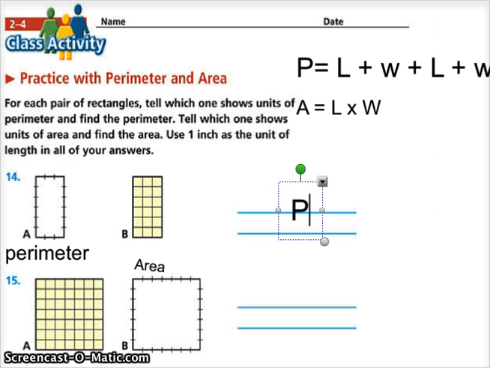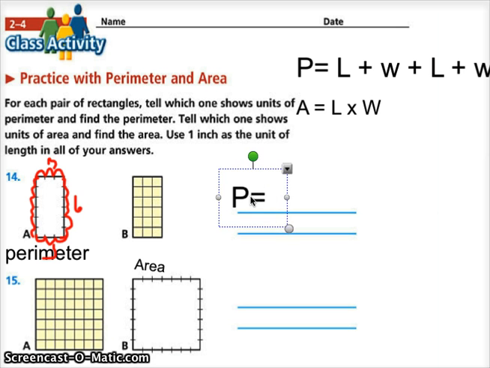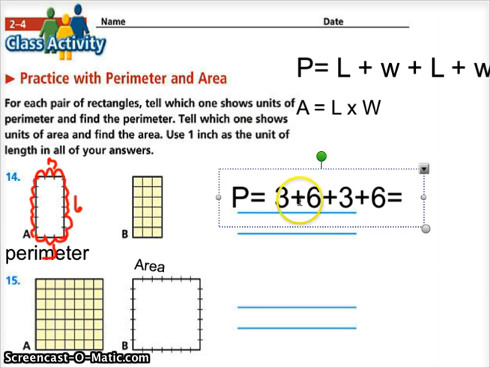So for this one, I have 1, 2, 3, and I have 1, 2, 3, 4, 5, 6, plus 1, 2, 3, plus 1, 2, 3, 4, 5, 6. So I have 3 plus 6 plus 3 plus 6 equals: 3 plus 6 is 9. 9 plus 3 is 12, and 12 plus 6 is 18, and this is inches.